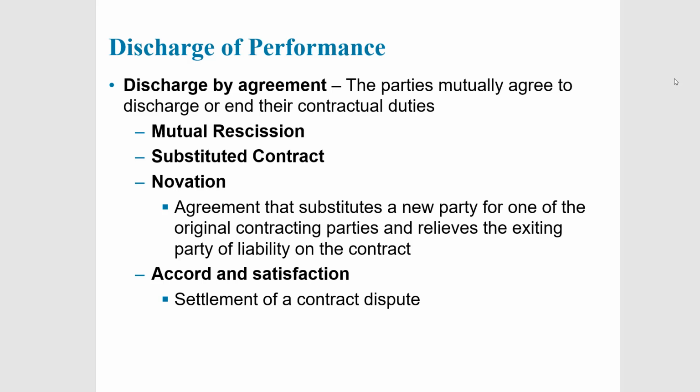But if I can't pay it all, I might be able to strike some kind of deal with them and say, well, I owe $10,000, but I can only pay $5,000, and if you'll accept $5,000, then let's have an accord and satisfaction saying we'll discharge the remaining debt if I pay the $5,000. So again, if both parties agree to it, then that would be fine.